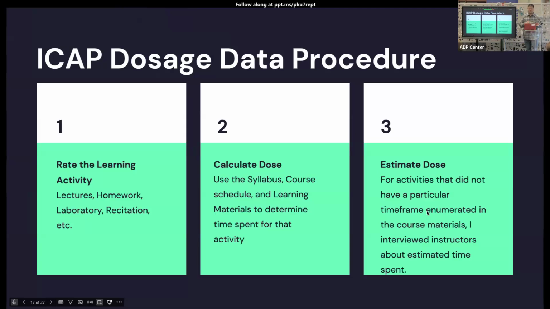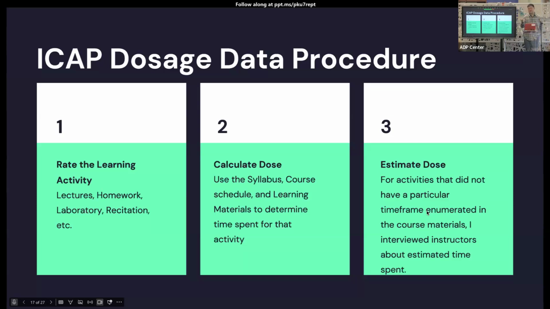The first step was to rate the learning activity itself, whether it was lectures, homework, lab, or recitation. We calculated a dose, and I was working with secondary data, so we used the syllabus, the course schedule, and learning materials to determine the time spent on that activity. Let's say a homework had half generative problems and half non-generative problems. Then we'd say it's half active, half constructive. And actually with homework, unless they do it collaboratively, which is recitation, there's generally no real passive or interactive. And then we estimated that dose.